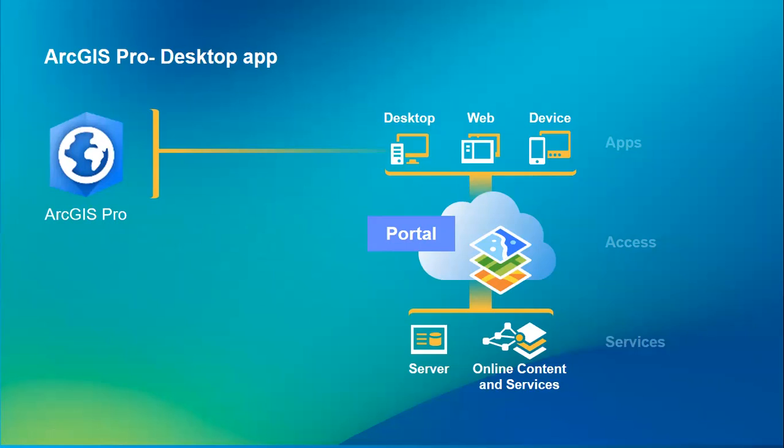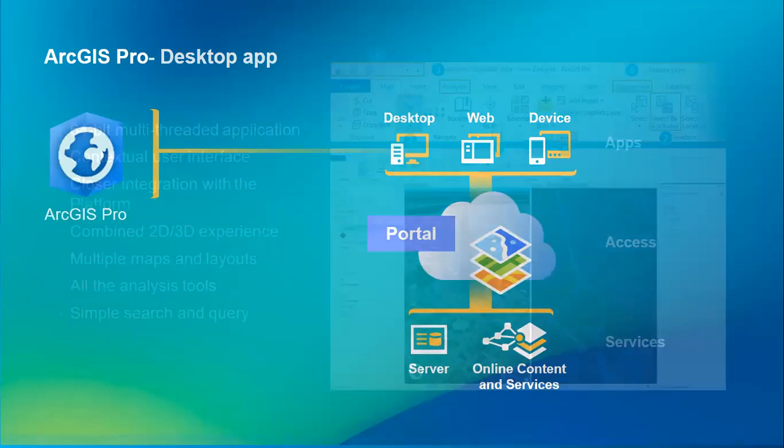You can be able to publish information from ArcGIS Pro to the portal if you're working with enterprise, to the enterprise portal, or actually to ArcGIS Online. And then this platform is powered by online content and services, so be it ArcGIS Online or the enterprise portal. So we are mainly going to focus on ArcGIS Pro.